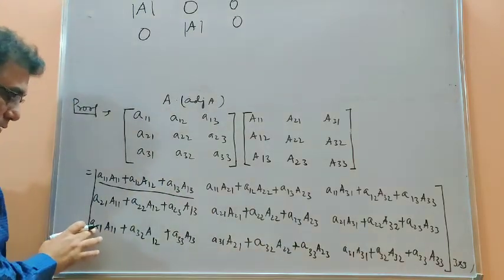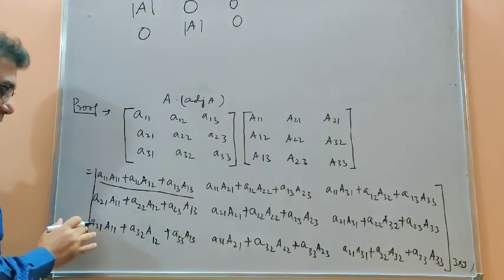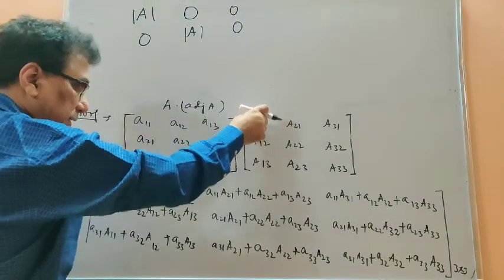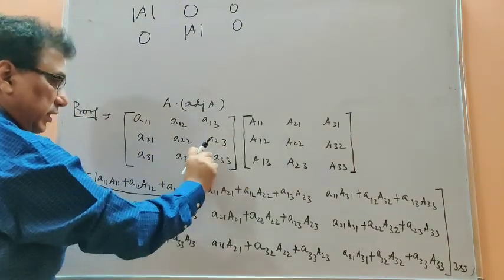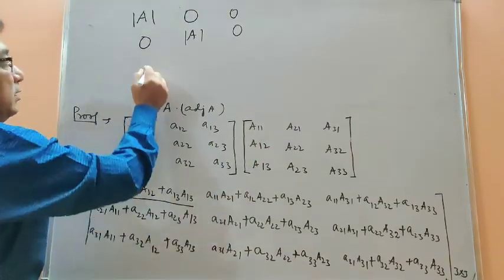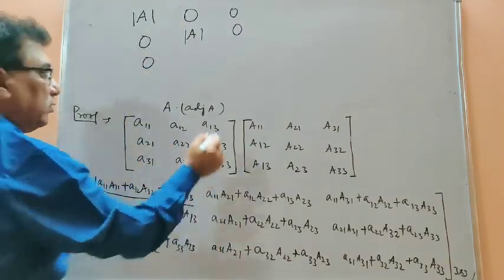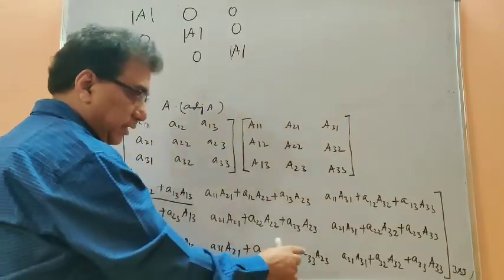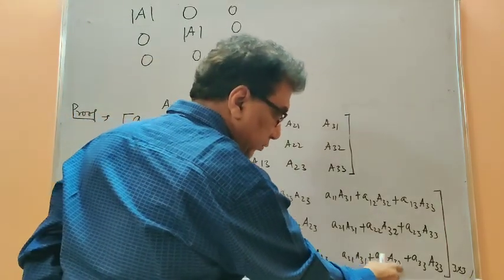Similarly here also the cofactors are not matching with the elements. A31 has been multiplied with A11, which means this row has been multiplied by this column. So row number is 3, column number is 1. That's why the value is 0. This value is also 0, and this is again the determinant because these things are matching here, you can see.